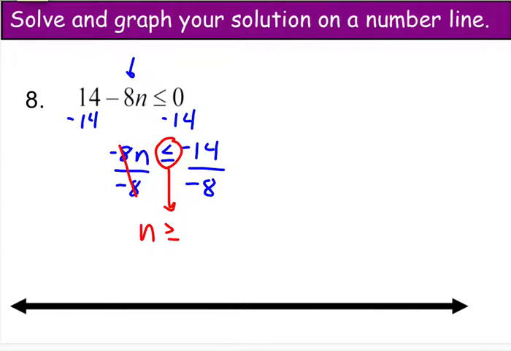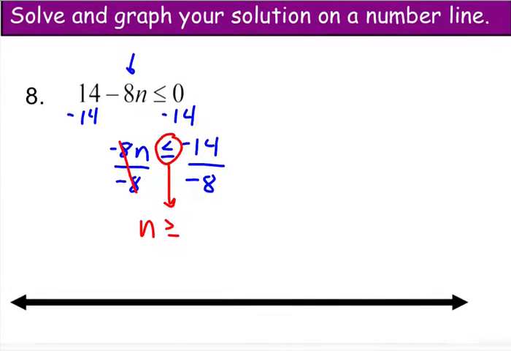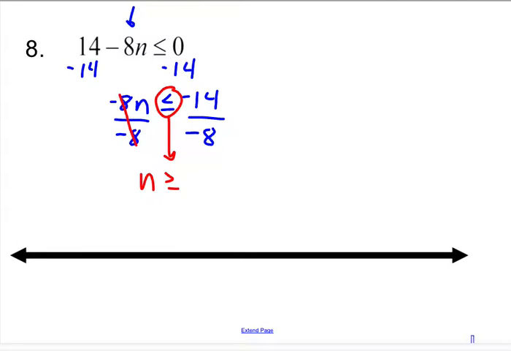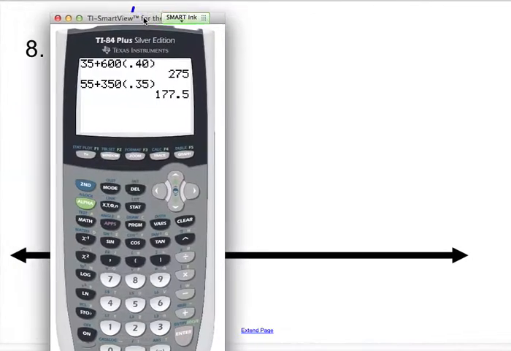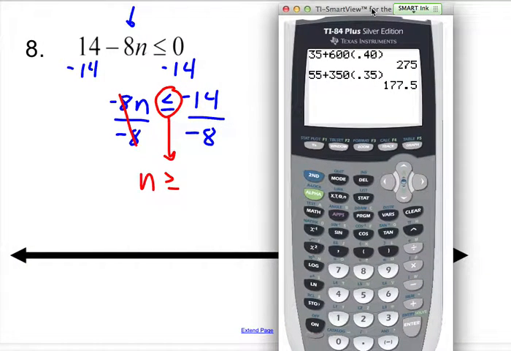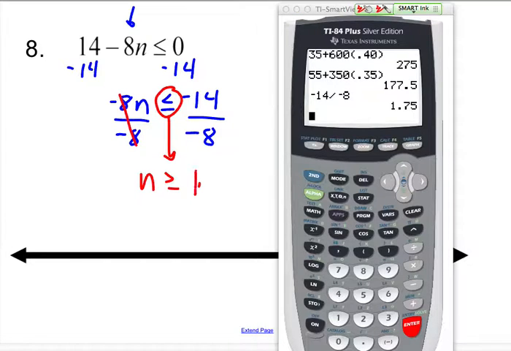Well, you can reduce that as a fraction, or you can just divide it and get a decimal. I don't really care either way. So I'm just going to do negative 14 divided by negative 8. We'll just write it as a decimal then, 1.75. So n is greater than or equal to 1.75.